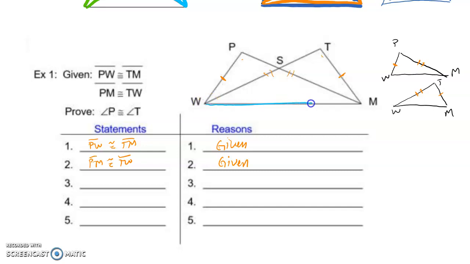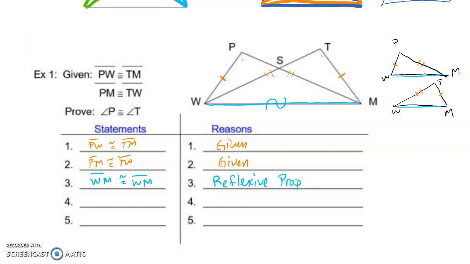This is where the overlapping triangle can be helpful. Here I have segment WM, which is actually a part of both triangles. That's the reflexive property. And so we can state that segment WM is congruent to itself because of the reflexive property. And now my triangles are congruent.